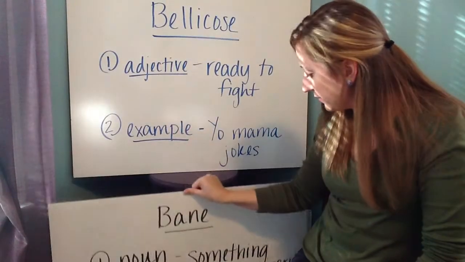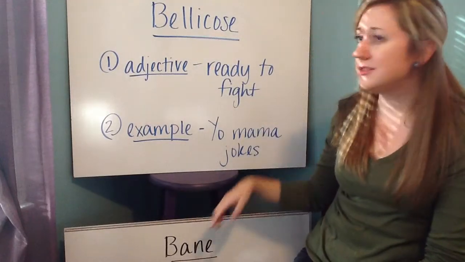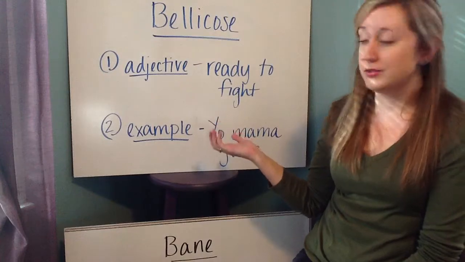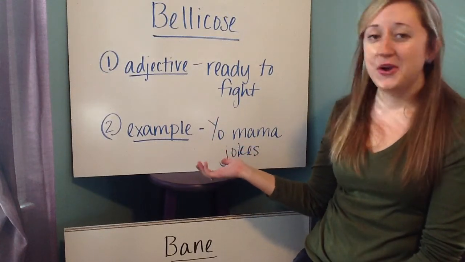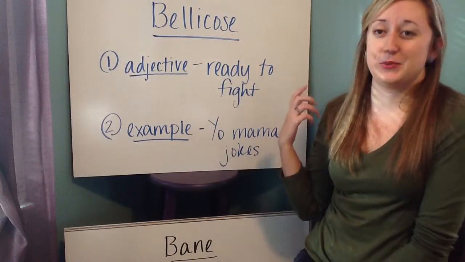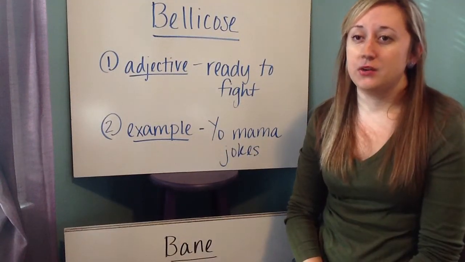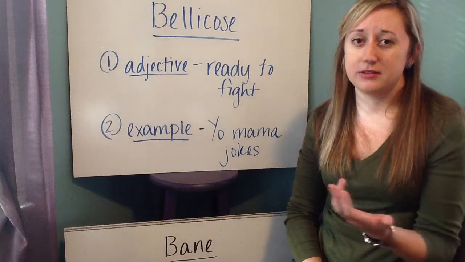Alright, your next word is bellicose. It's an adjective, so it's describing something, and it just means ready to fight, okay? So your examples are, I put down yo mama jokes, right? Because when people use those, typically they're looking for some sort of reaction. But you could put down animals that are aggressive as an example.